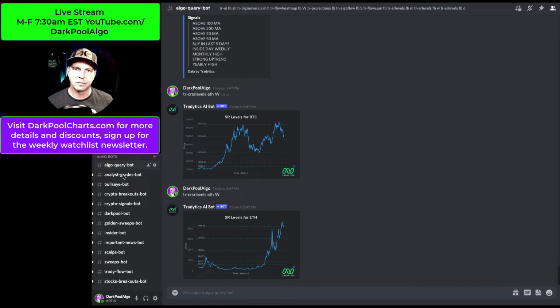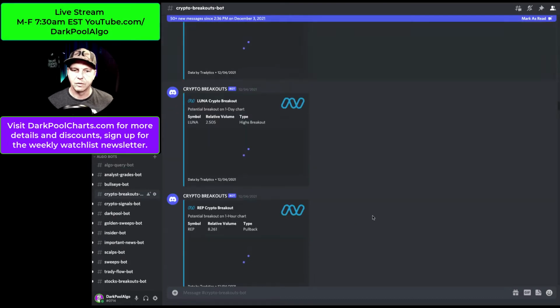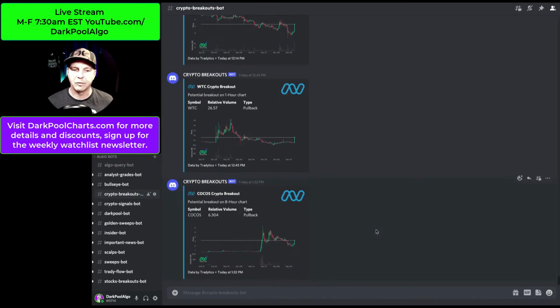Also, there are some bots that are data driven, meaning that if a crypto breakout happens, it's an auto bot that basically gives us an alert of the breakout, right?